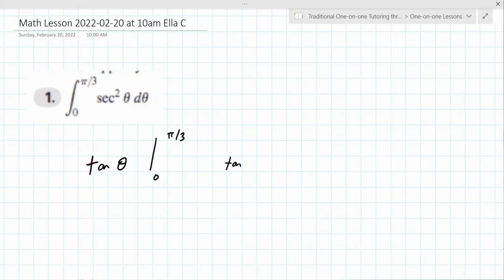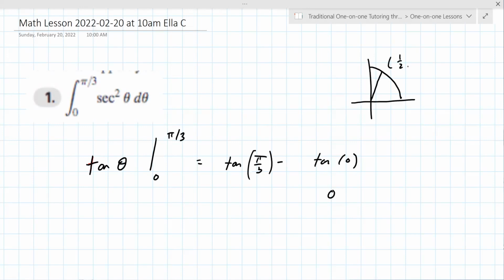So this becomes the tangent of pi over 3 minus the tangent of 0. Tangent of 0 is 0, tangent of pi over 3 on your unit circle, that's the angle that's a little bit higher up. That's 1/2 comma square root of 3 over 2. It's y over x, so it's square root of 3 over 2 over 1/2. So minus 0, so this ends up equaling just the square root of 3. Okay. Perfect.